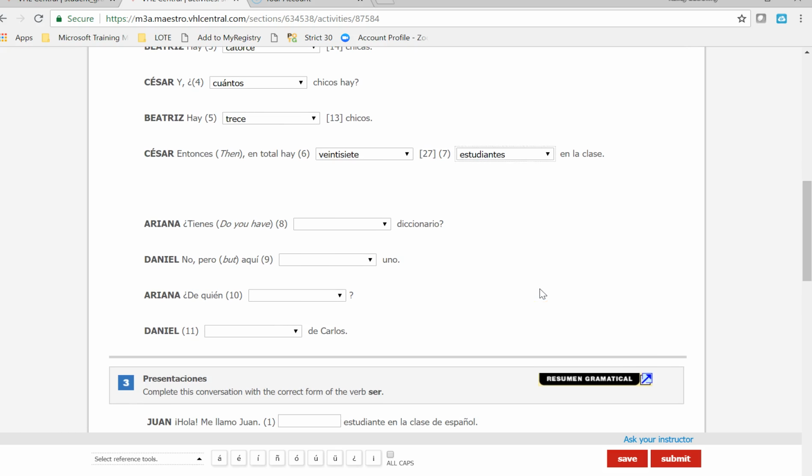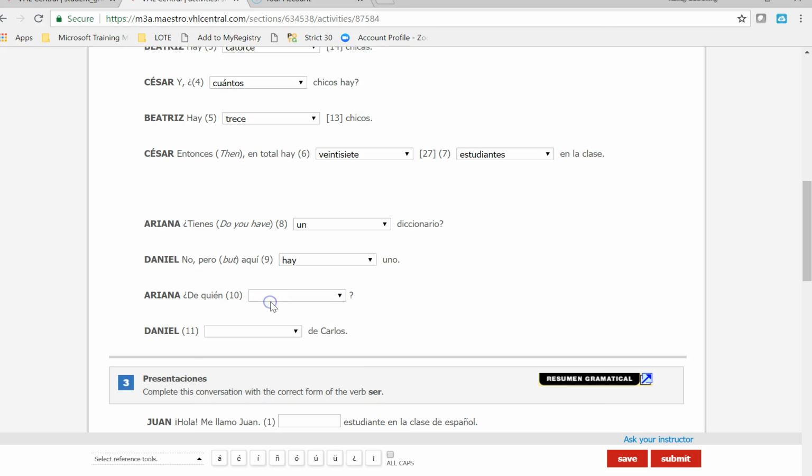The next conversation here is between Ariana y Daniel. Ariana dice, tienes, which means do you have, tienes un diccionario, because it's masculine. Daniel dice, no, pero aquí hay uno. Here there is one.